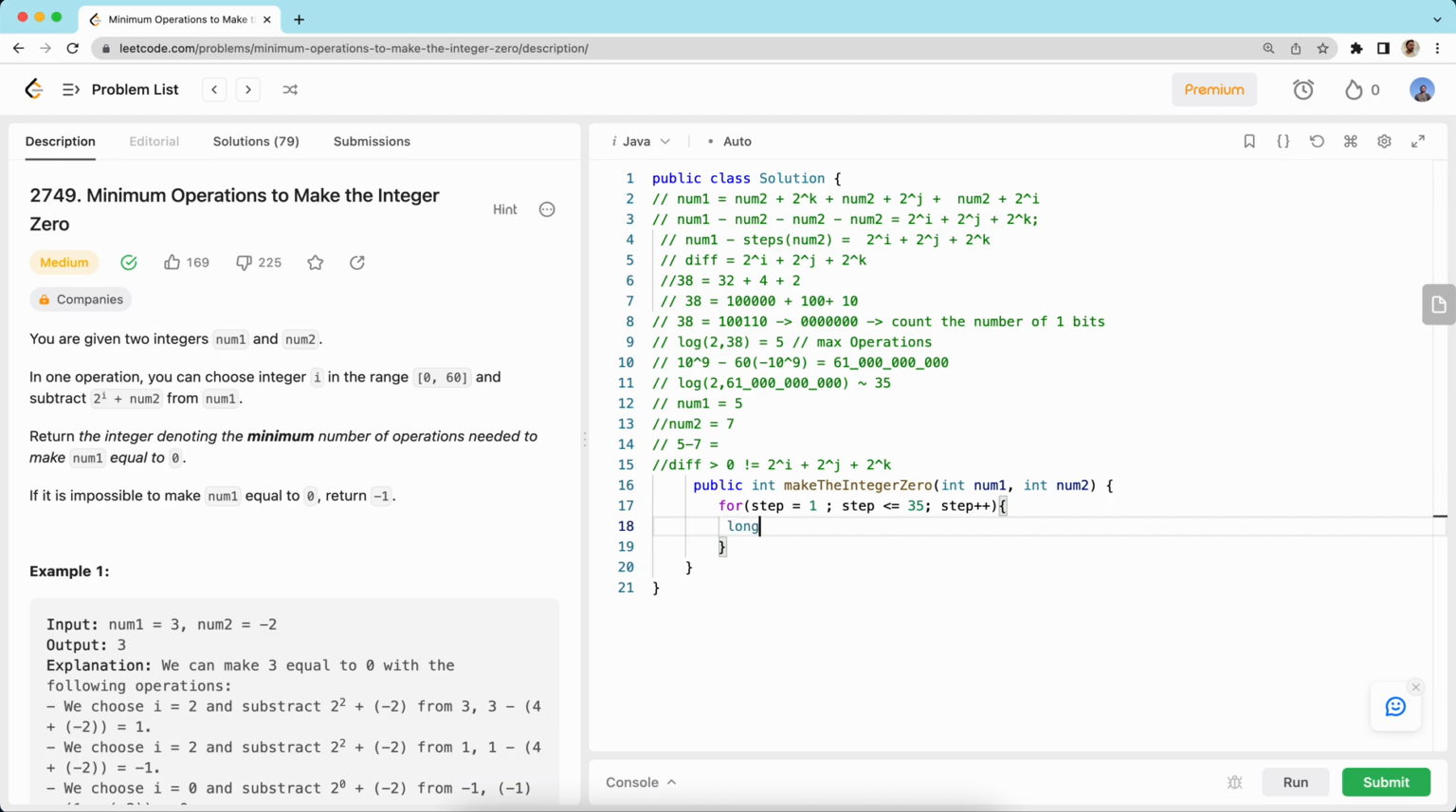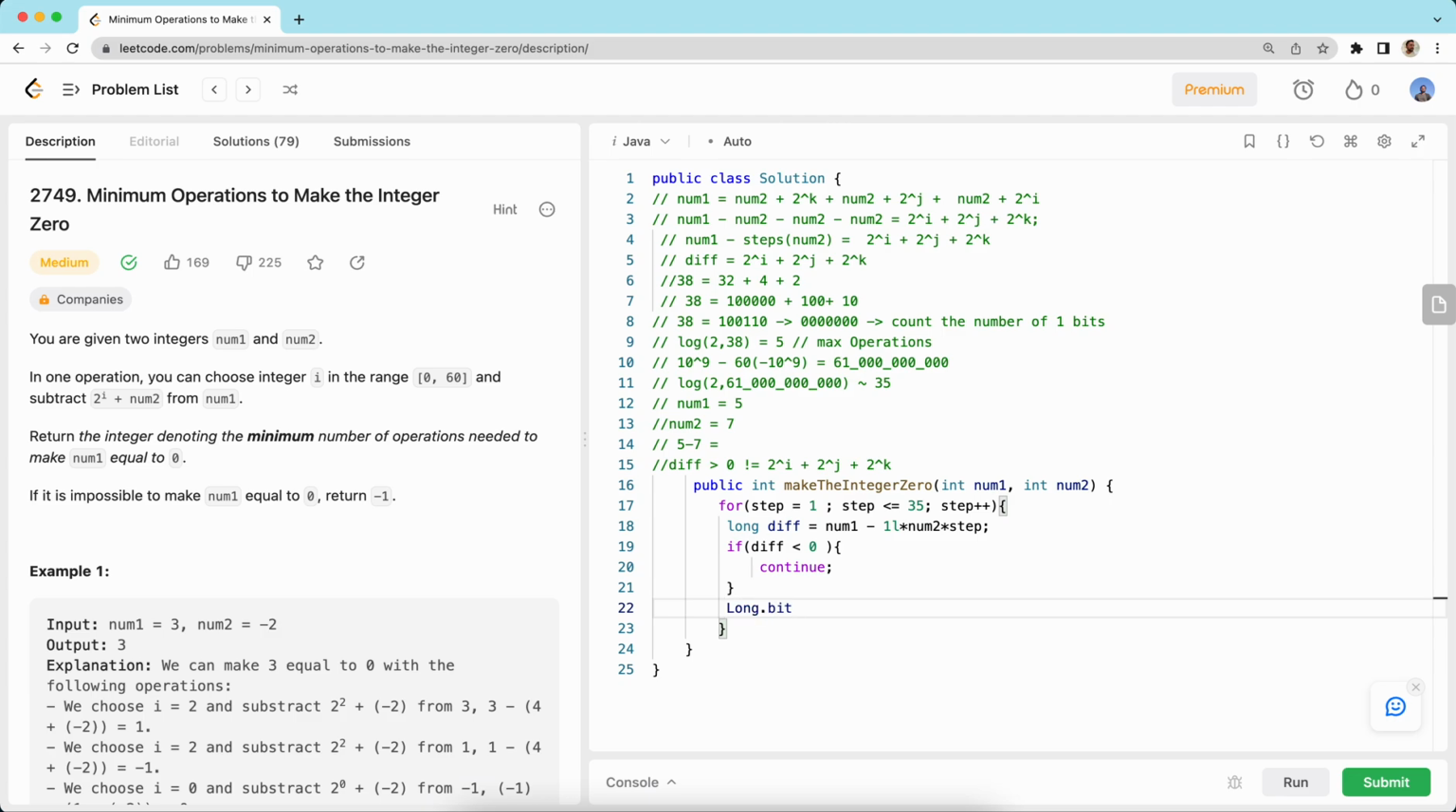So let's calculate the difference. Since the numbers are quite long, we can calculate the distance something like this: num1 minus num2 multiplied by that step. So that's your difference. And if your difference is negative, we know we don't want to proceed. Let's just say continue. And then we want to count the minimum, right? The minimum that could be an answer. So that will be the number of set bits in this long.